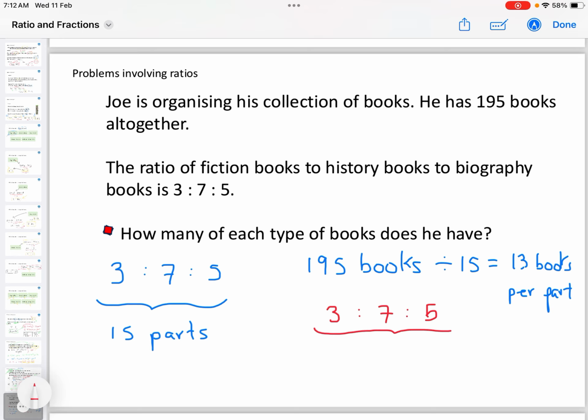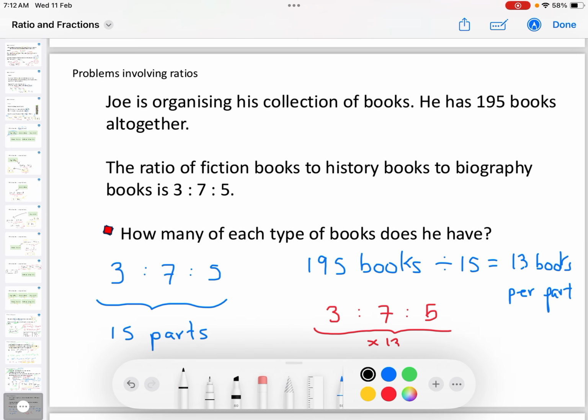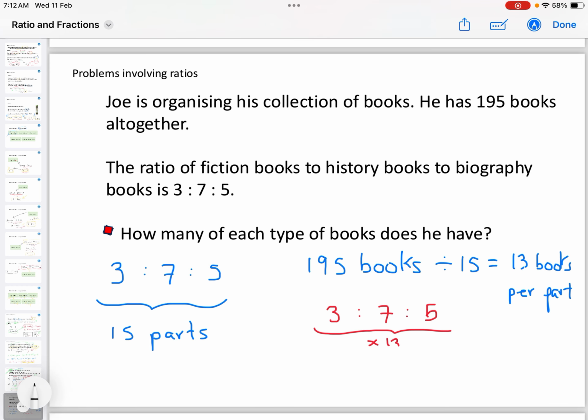And what we're going to do is multiply this by 13 to find the amount of books per section. So for example, 3 times 13, that is 39 books. So that will be 39 books for fiction. Let's write down the first one. The next one, 7 times 13. So 7 times 13, that will be, let's see, 21 plus 70, this is 91. And then finally 5 times 13, 65.